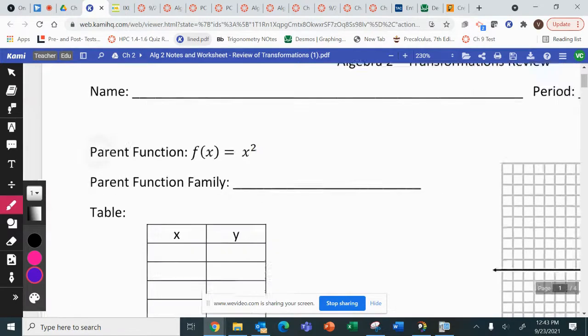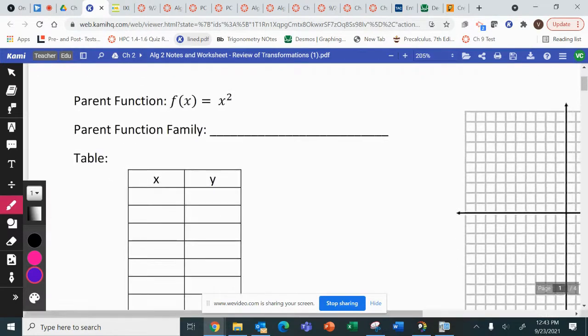Okay, so we are going to start with the parent function, y equals x squared. What is the family for that? What's the family? Quadratic is the correct answer for the family. Quadratic. So let's go ahead and write that down. Today is all about the quadratic family.